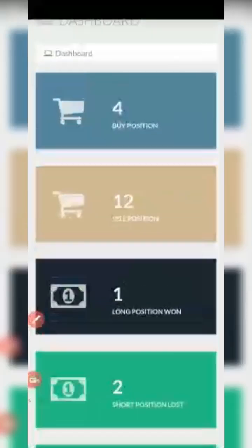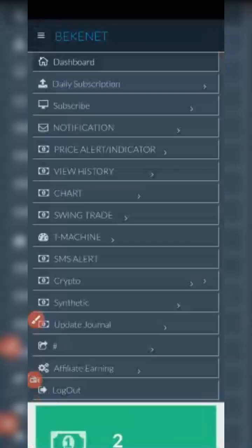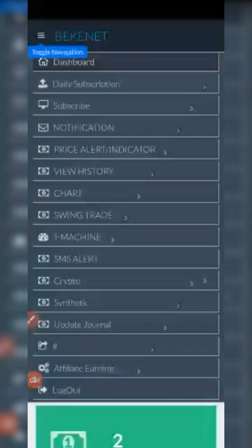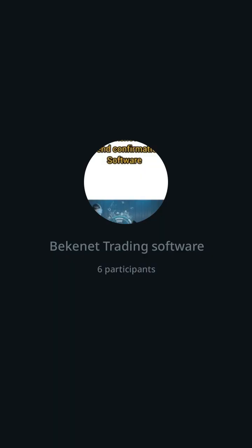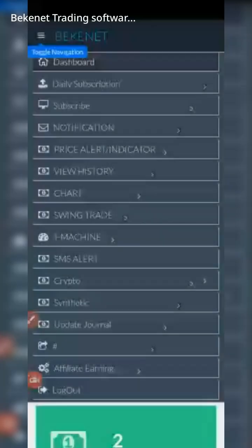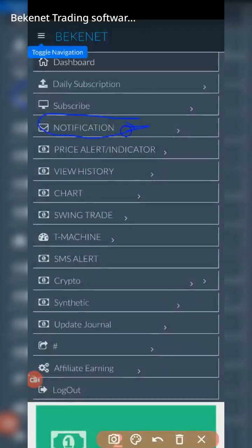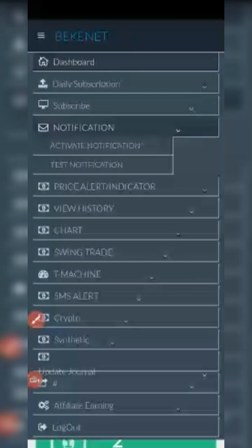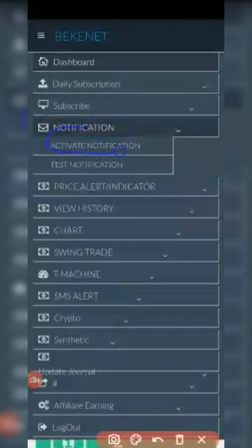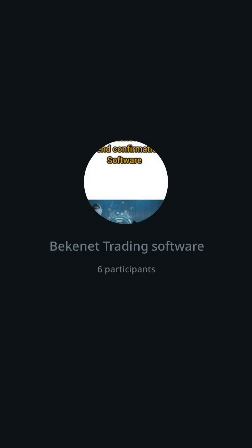So this is where you need to go to. It is very, very simple. Kindly follow this instruction. Click on this. Click on notification. This is for notification, a device notification. We don't charge you anything for this. It's just a simple notification. Click on it, and once you click on it, you see a drop down. Click on activate notification. Very simple.